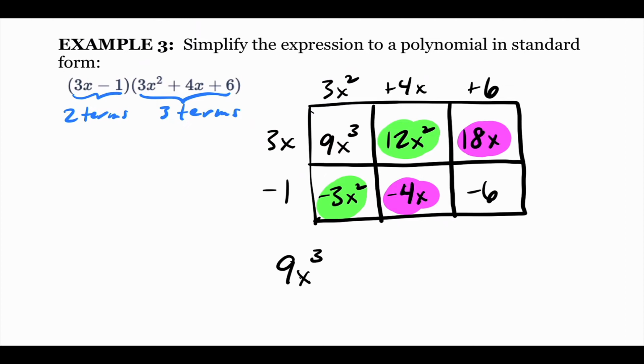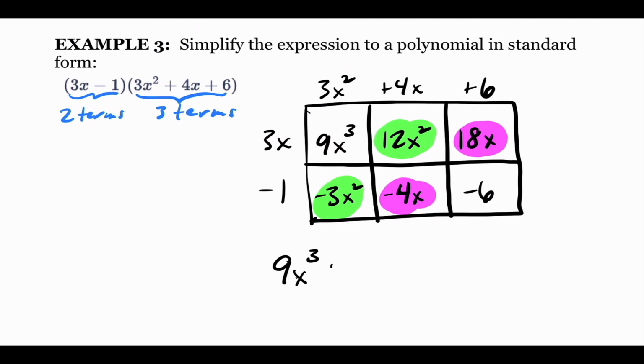We don't collect powers. When I'm combining like terms, I don't collect powers. So the green is going to stay x to the second power, but I just add the coefficients. 12 plus a -3 stays squared.